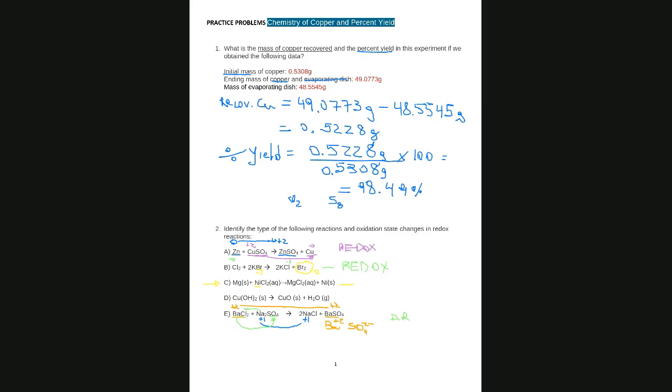So let's look at C again. We are trying to see what kind. Yes, it's a redox again. Exactly. Thank you. Yes, redox again. Very good. This reaction is a redox. How do we know it's a redox?